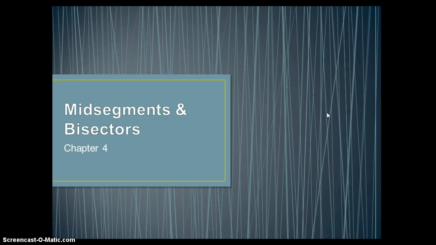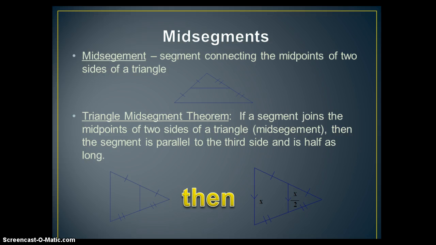To begin Chapter 4, we're going to talk about midsegments and bisectors. A midsegment is a segment connecting the midpoints of two sides of a triangle. And we know those are the midpoints based on the markings of the triangle. The theorem related to the midsegment says that if a segment joins the midpoints of two sides of a triangle, then the segment is parallel to the third side and half as long.